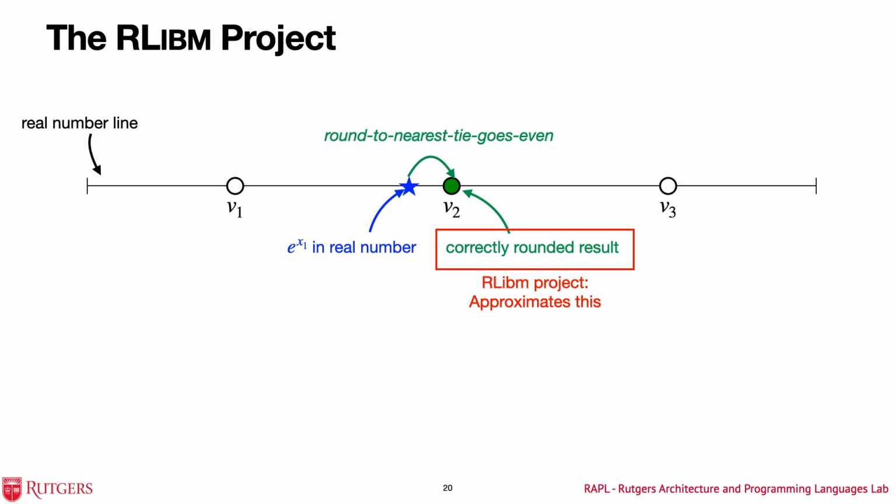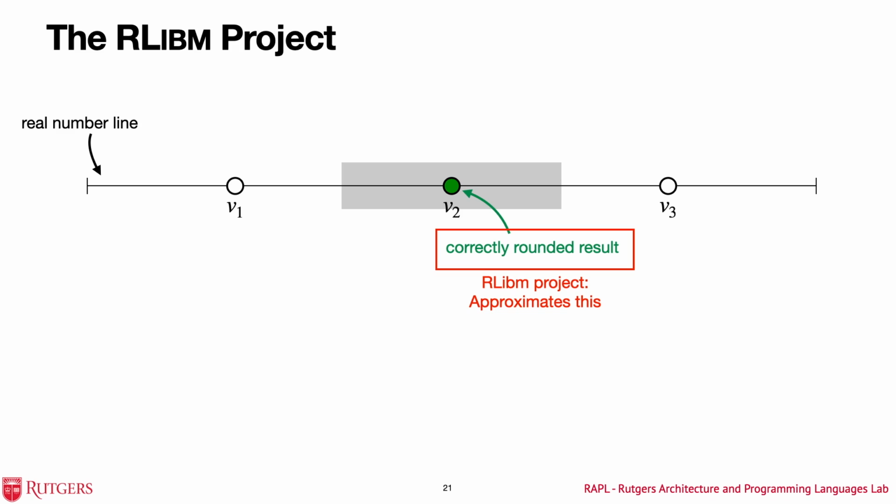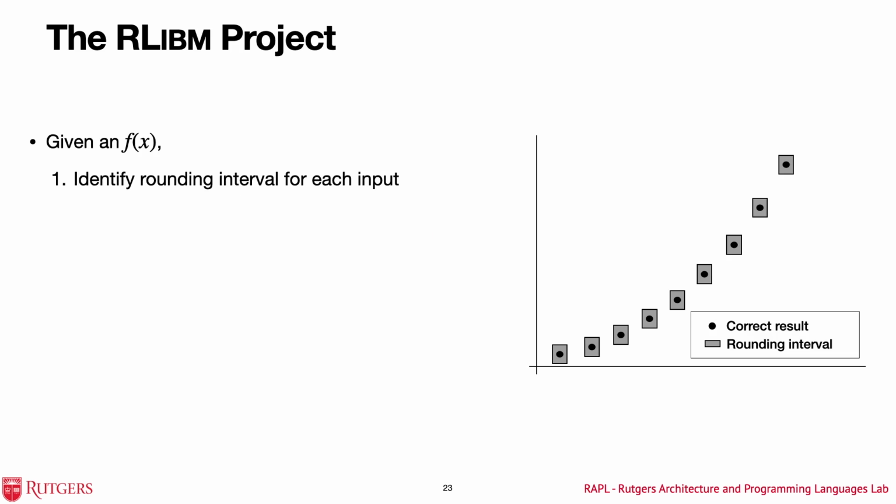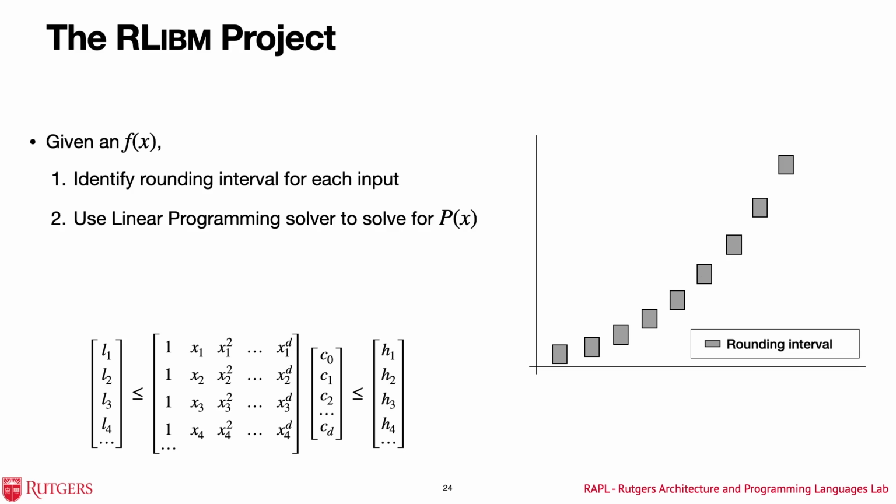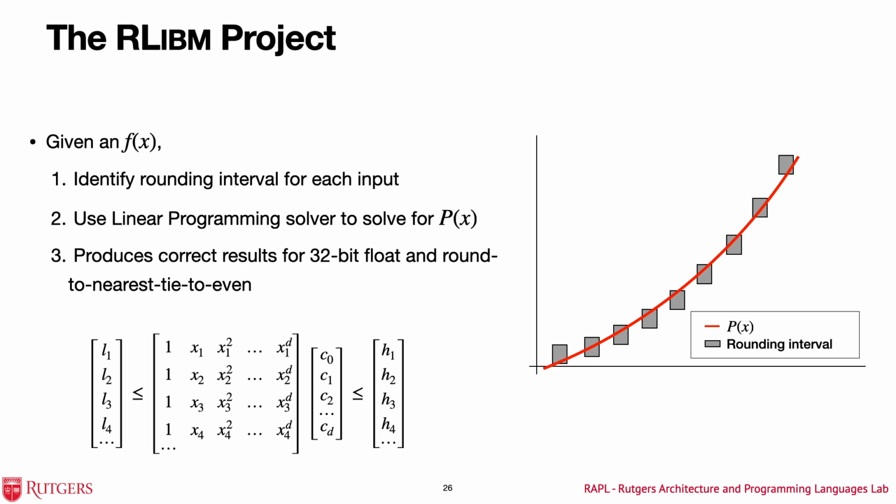Through the RLIBM project, we have been making a case for generating polynomials that approximate these correctly rounded results. The intuition is that there is a range of values near the correctly rounded result where all values in the interval round to the correctly rounded results. And these intervals define linear constraints for the polynomial approximation we wish to generate. So we encode these constraints into a system of linear inequalities and use a linear programming solver to generate a polynomial that satisfies all constraints.